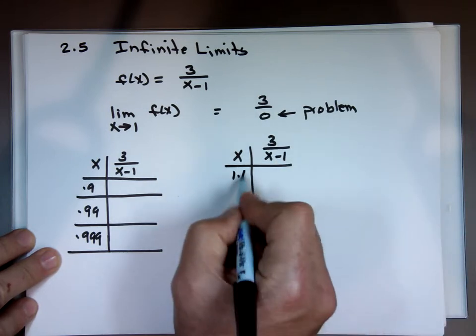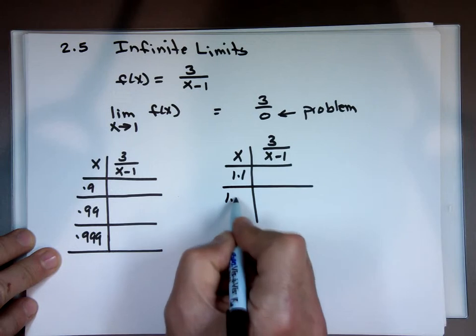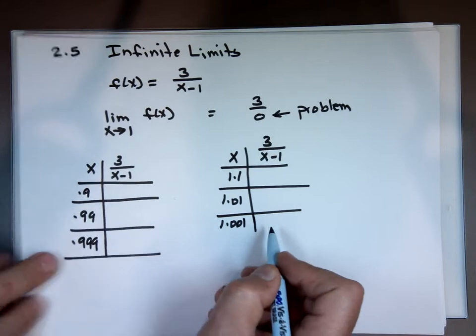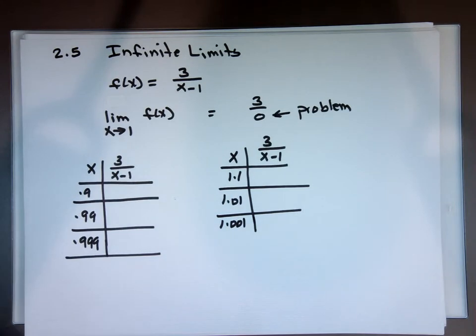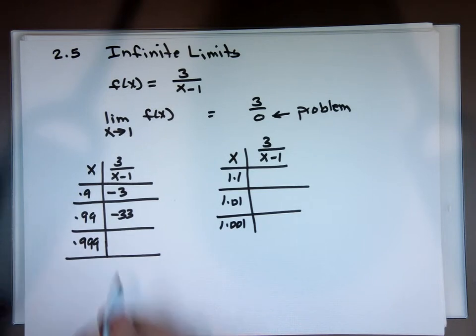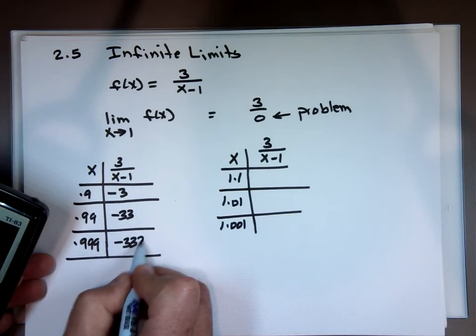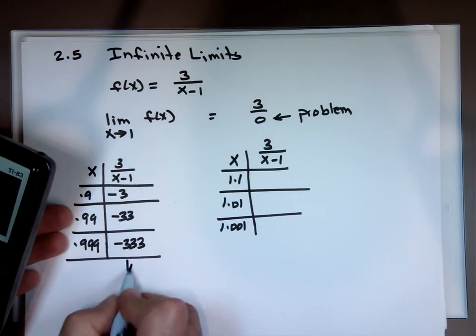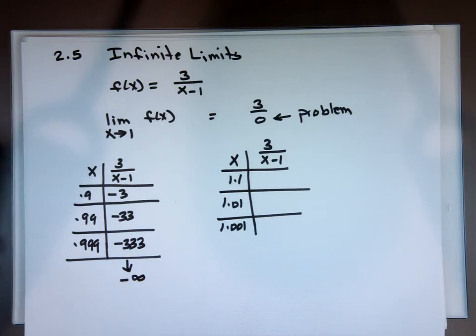We'll try 1.1, 1.01, 1.001. Is that negative 3? I think negative 3. I think this is negative 33. Negative 333. What do you think that number is going toward? Negative infinity. Yep.